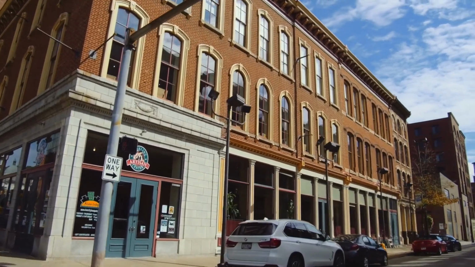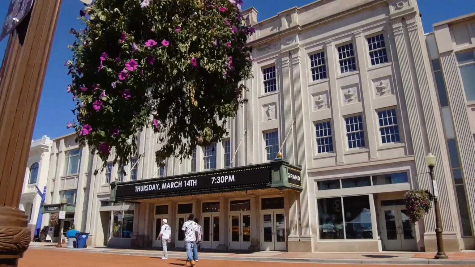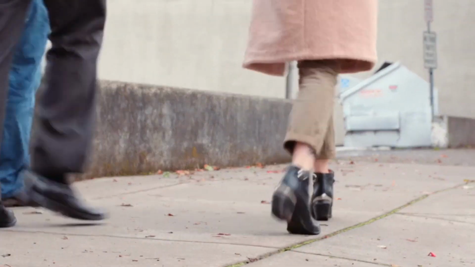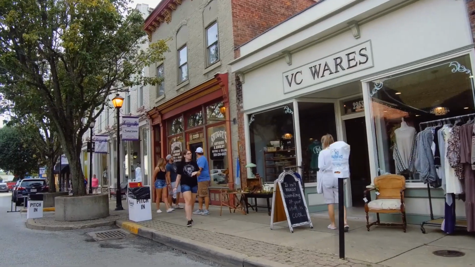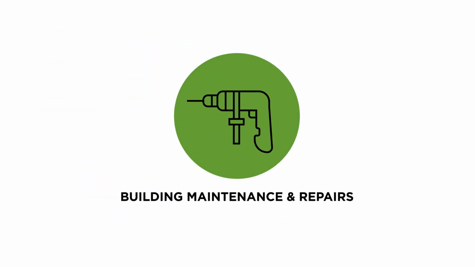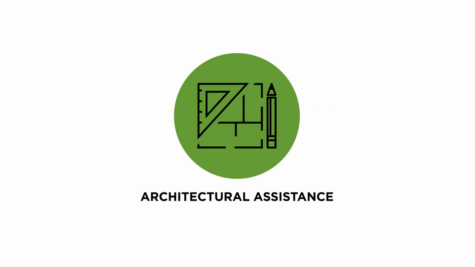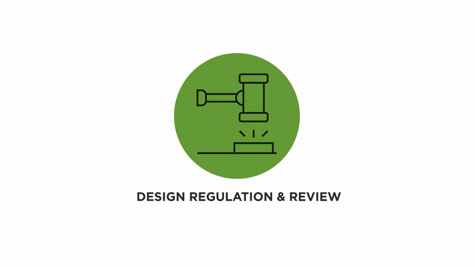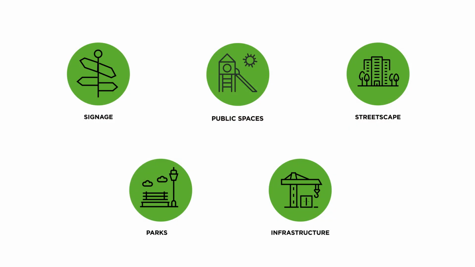Design covers far more than just historic buildings, though of course the built environment is key to the economic, environmental, and social sustainability of a commercial district. Design certainly focuses on buildings and historic preservation, specifically historic building maintenance and repair, architectural assistance, and design regulation and review. This point also focuses on the broader physical environment of the district, including signage and wayfinding, public spaces, streetscapes, parks or natural amenities, and infrastructure. We'll examine the day-to-day consideration of these in a moment.